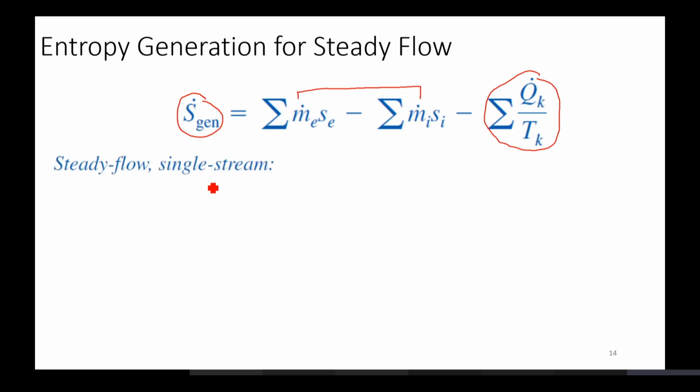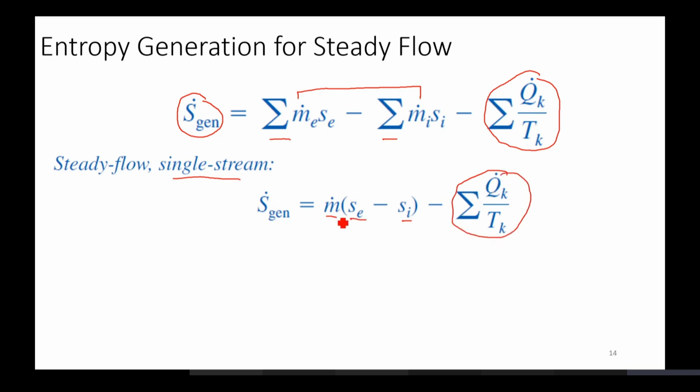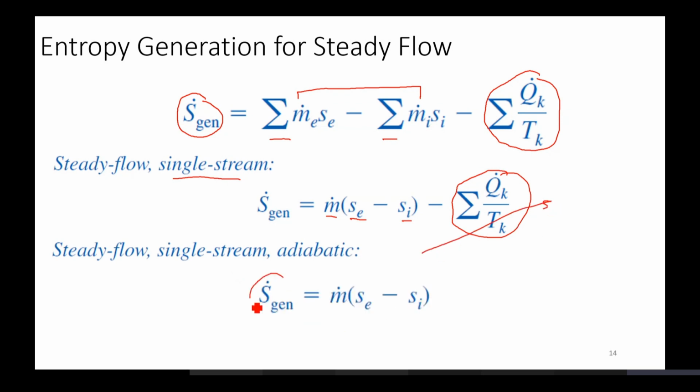When you have a steady flow single stream, this summation sign would cancel out. You will essentially have the same mass flow rate, one exit, one inlet, and the contribution of heat could be multiple. When you have a single stream adiabatic system, this term would essentially cancel out, and you'll have entropy generation entirely due to the mass which is exiting the system and the mass which is entering the system.